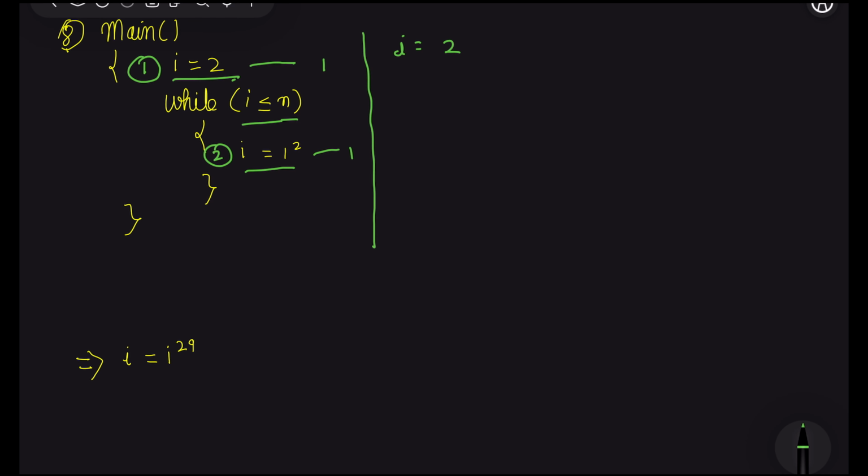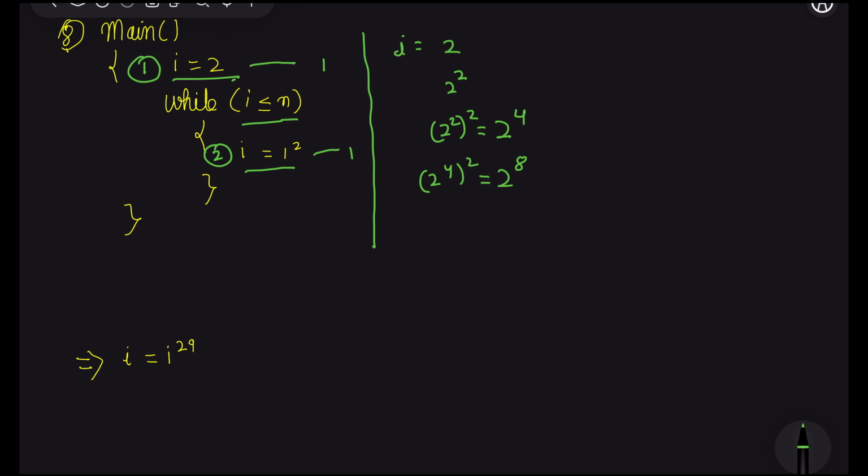When it goes inside the loop the first time, in the first iteration the value of i will become 2 square. In the second iteration it will again get squared, so 2 square will get squared, which can be written as 2 raised to the power 4. And after the third iteration it will get squared again, so 2 raised to the power 4 will get squared, and this can be written as 2 raised to the power 8.